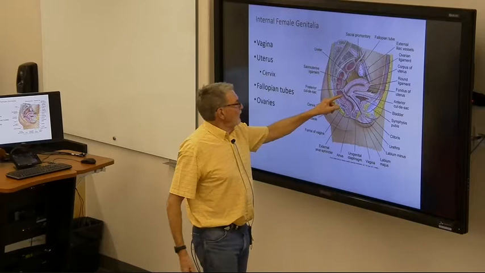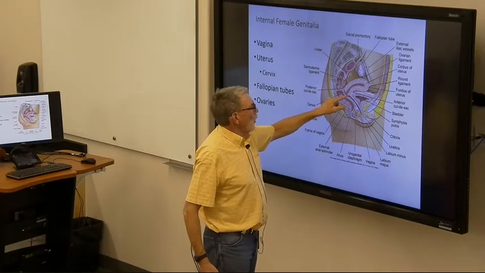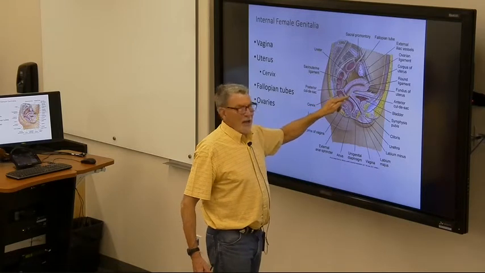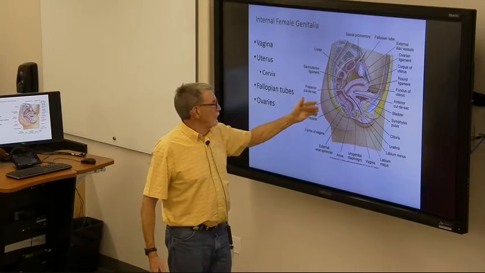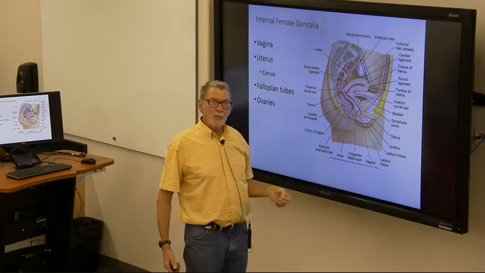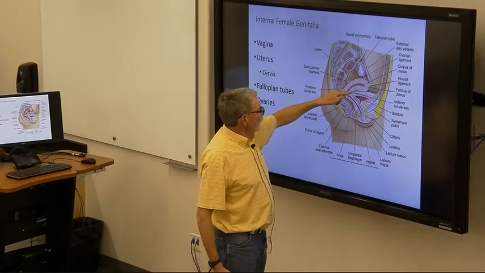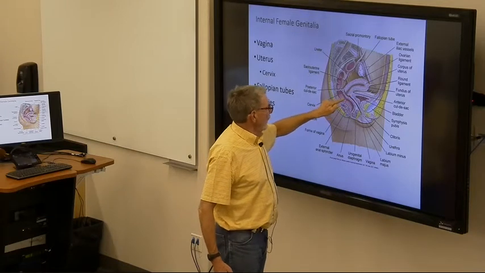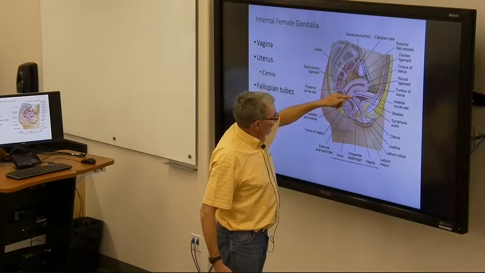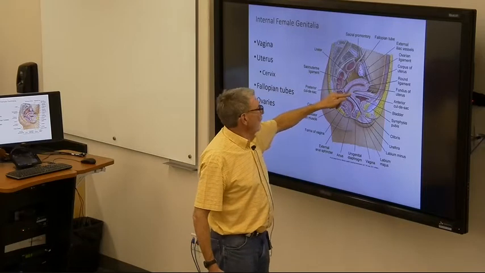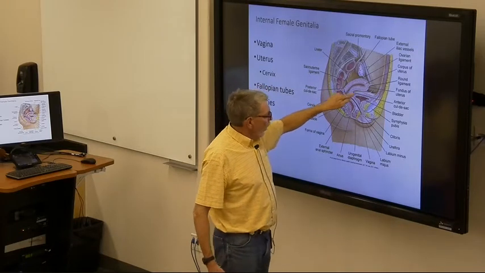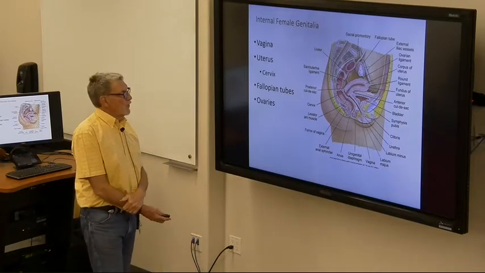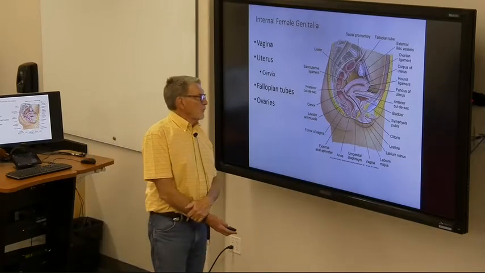You also have an area right in here called a cul-de-sac. It's a pouch that has a tendency to have fluids in it that can be measured. Also, you can have herniations between the uterus and the anus or the bladder that can affect this cul-de-sac, or space between the uterus and bladder.